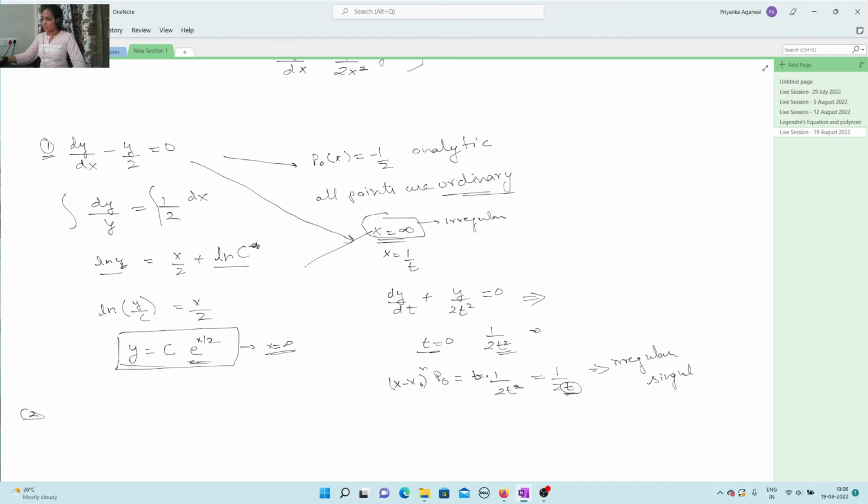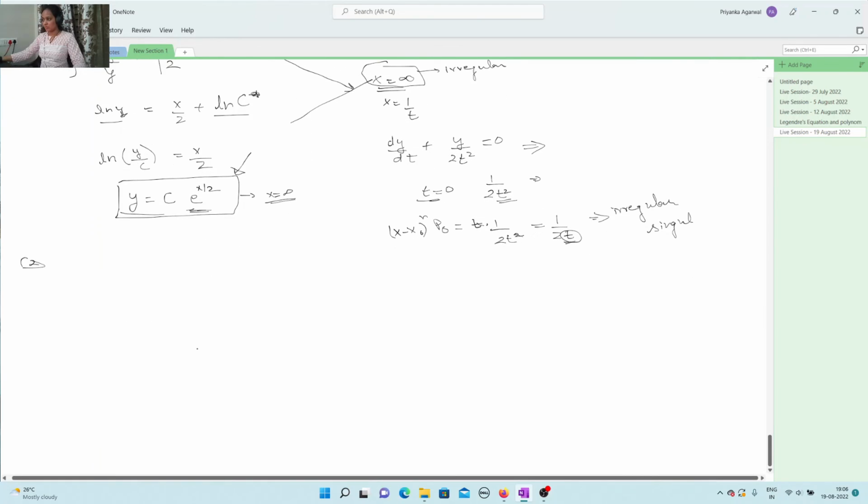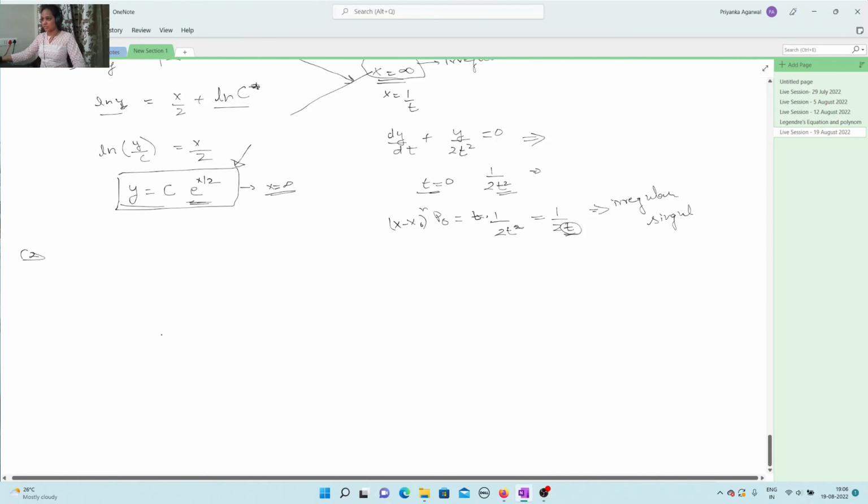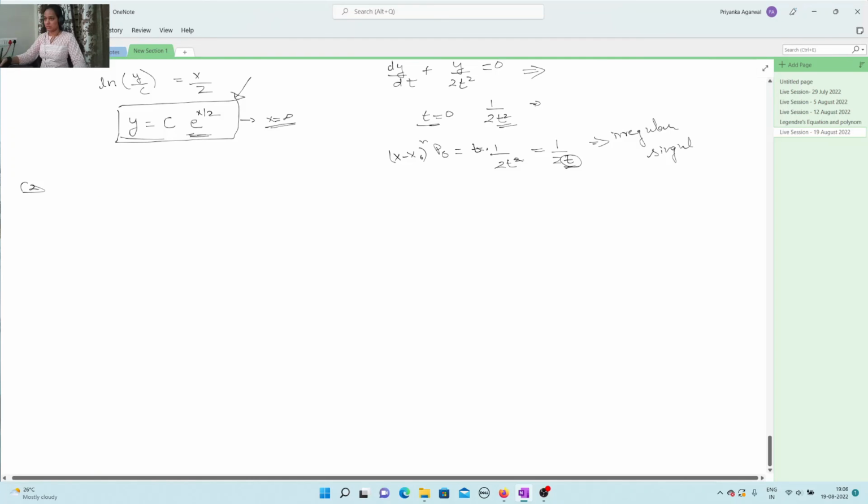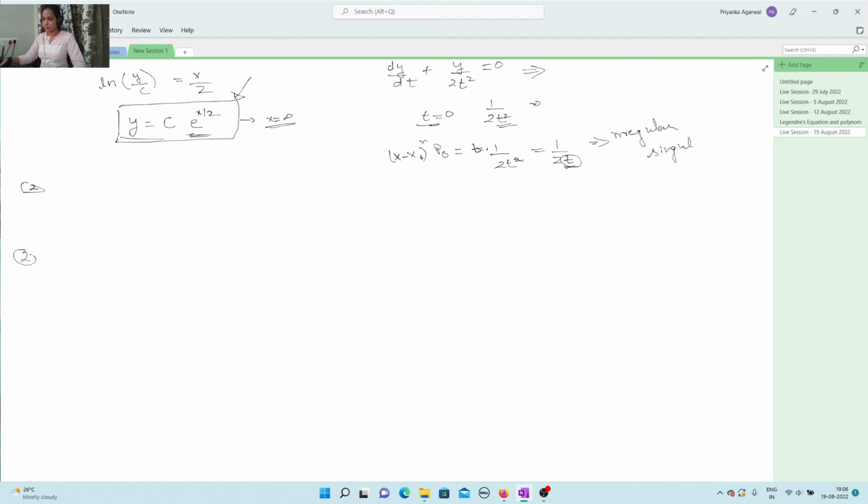and that is why in the solution it is reflected that at x equals to infinity, y tends to infinity. So classifying these points as ordinary or singular has some meaning. So now let's look at the other equation.